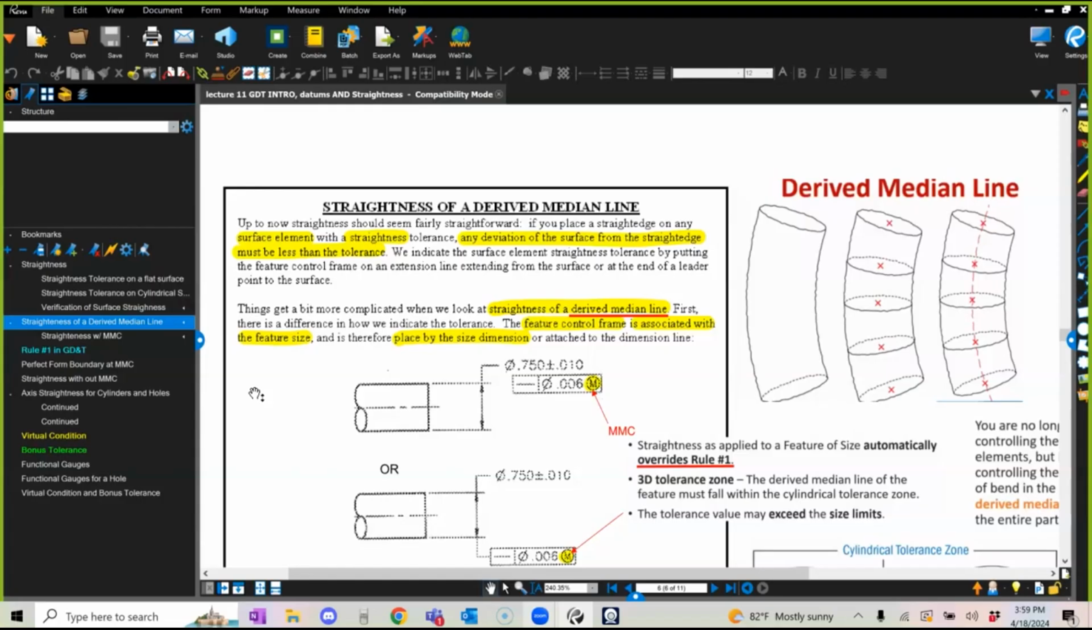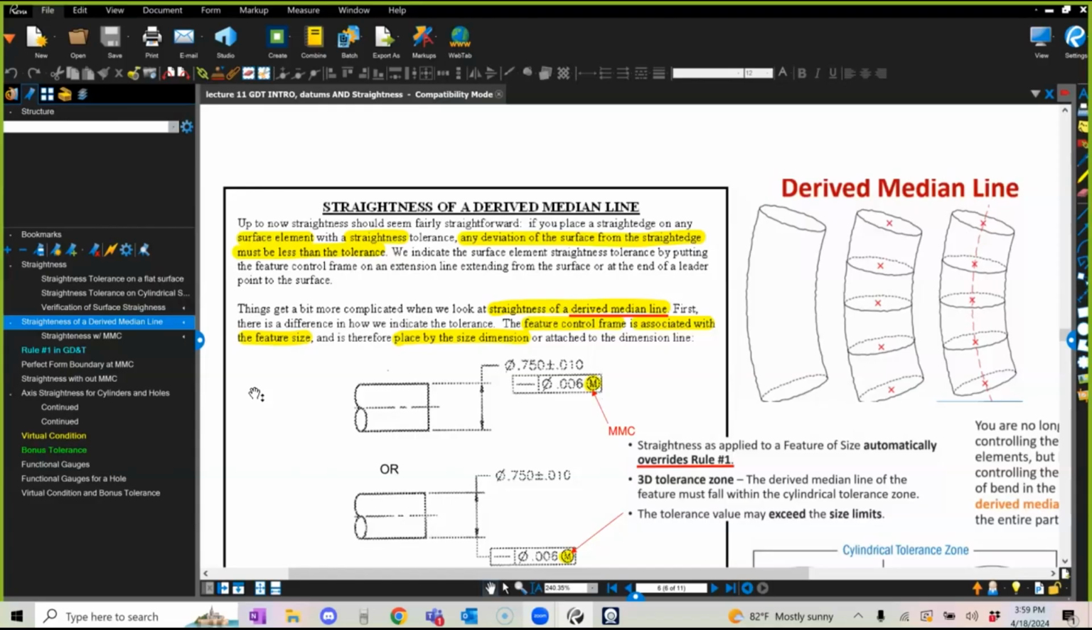The straightness is a form geometric tolerance. It means it only controls the form, not the orientation, not the location. Just the same way that flatness controls the surface and isn't oriented to any datum, it is the same concept with the cylinder. The cylinder could be anywhere in space, as long as it's 6,000 and your derived median line falls within this cylinder.